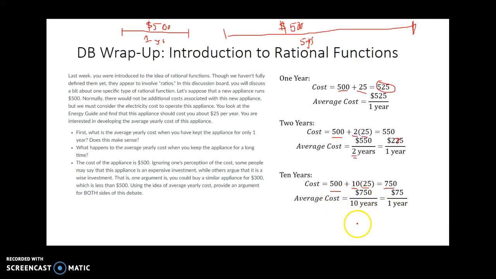And now if I divide that out across 10 years, I see that it only cost me $75 per year to own that appliance, which is much more reasonable than $525 for the 1 year.